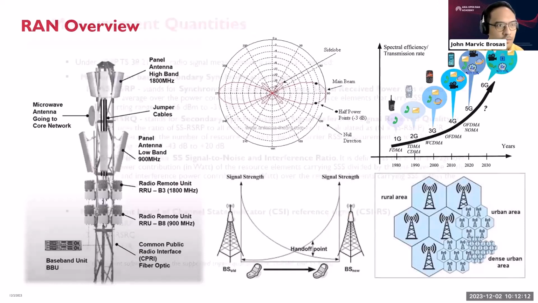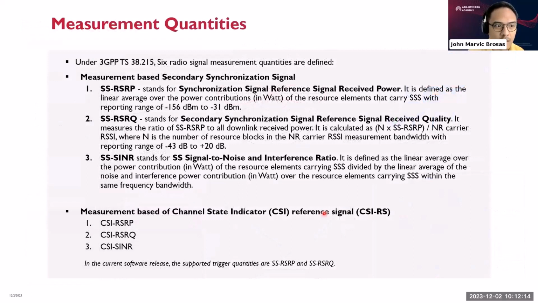So let's go through measurements. Here you can see that in the radio access network, constant measurements are needed because why? We need to have feedback. So in any system, para maging closed, para maging self-sustaining siya, you have to have feedback. Parang the network needs to know where you are. The network needs to know, okay ka pa ba?